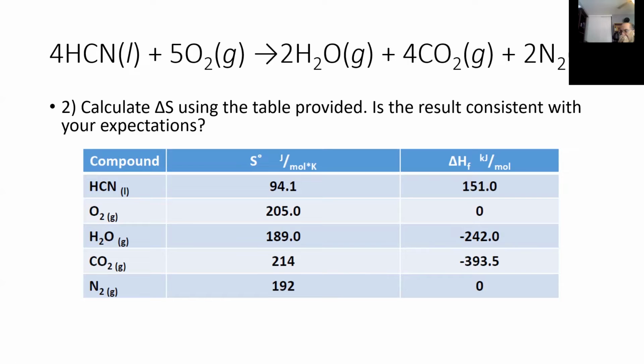So again, the idea here, I don't know if you remember how to do this, whenever they ask you to calculate a change in some kind of thermodynamic property, they're typically going to give you either the standard entropies or the standard enthalpies or the standard free energies. Again, remember that since they're giving you the entropies here, go back here to the slide.